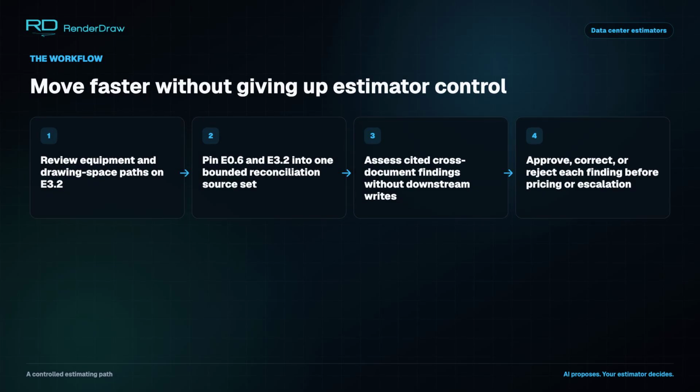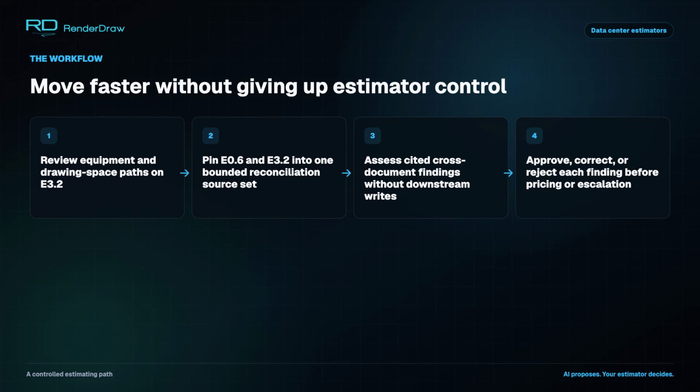That is useful during bid day. You can identify where an equipment observation on E3.2 needs one-line context. You can flag an A-side or B-side reference that deserves clarification. You can separate a priced equipment or pathway scope item from an engineering validation item. You can carry an allowance or exclusion without presenting an unverified redundancy conclusion as fact.